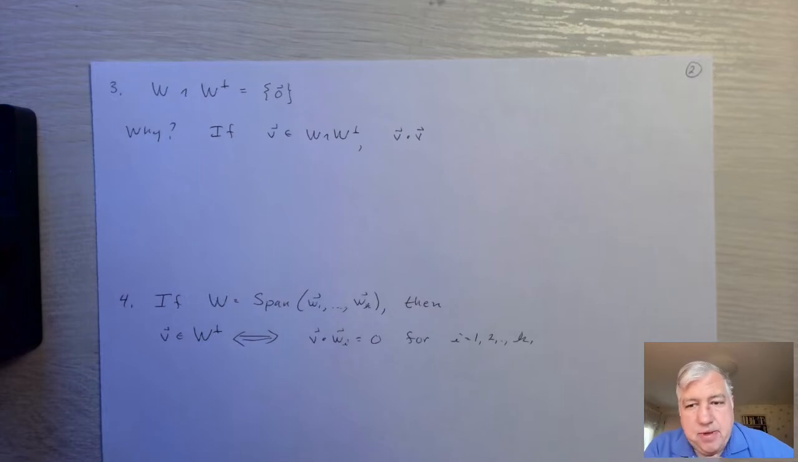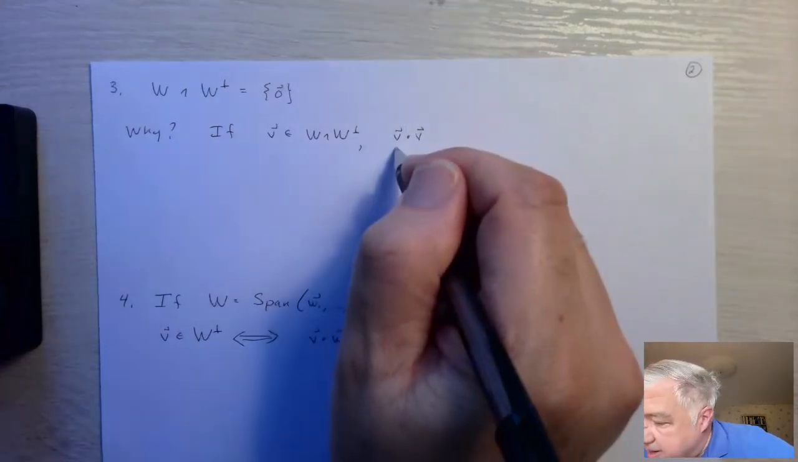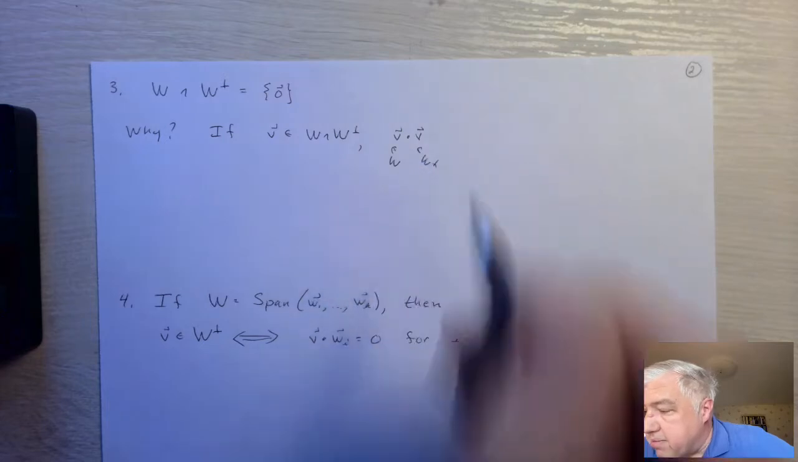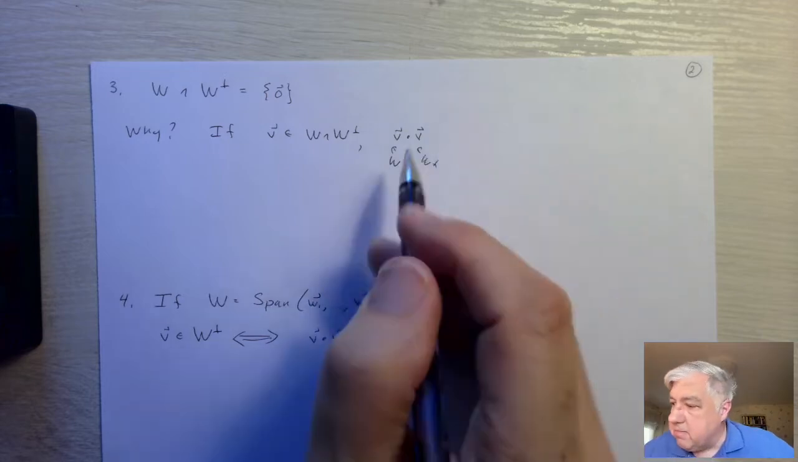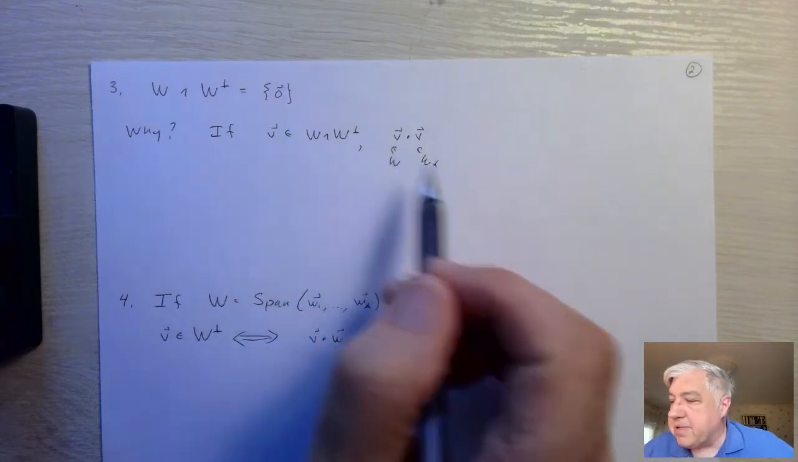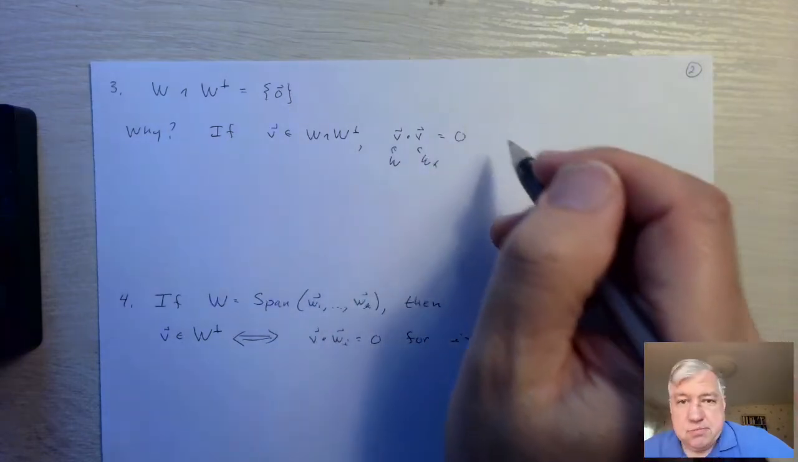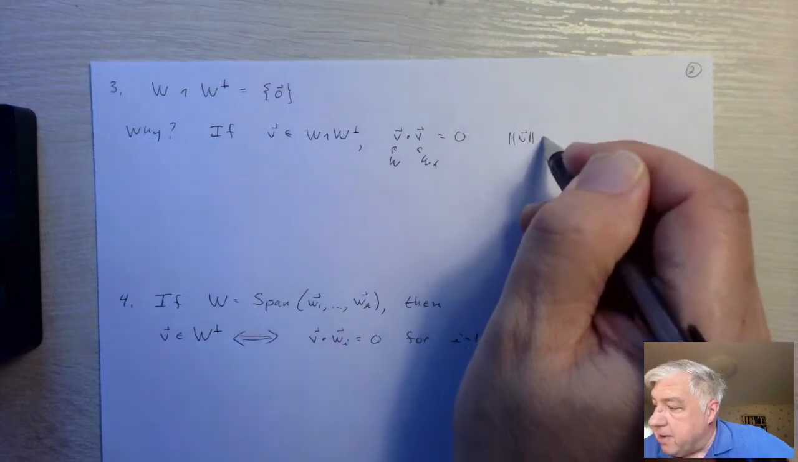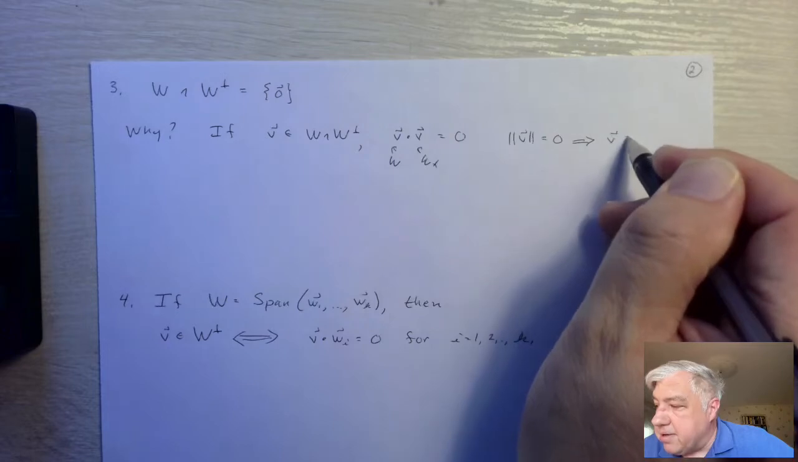Well, if you think about it for a moment, it has to be 0, because v is in W, and this v is in W perp. It's obviously the same v, but because the first vector is in W and the second one is in W perp, they're orthogonal, so this has to be 0. Okay, and so the norm of v is 0. Well, the only way that can happen is if v equals 0.